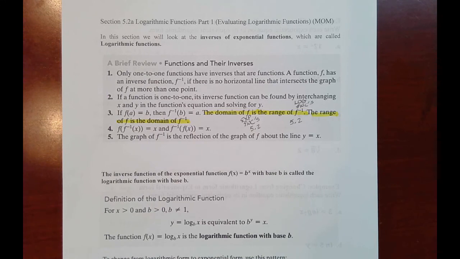If you graph both of these graphs, they would create mirror images on either side of a line called y equal to x. And we won't be getting into that in this section, but it may come up in the discussion in part B.